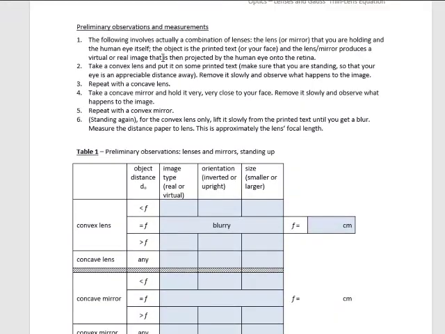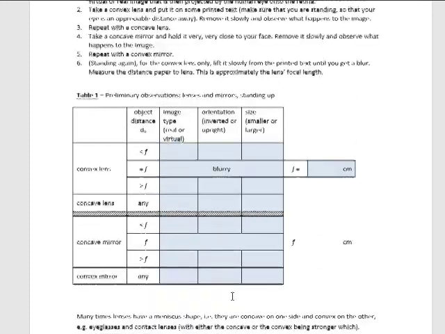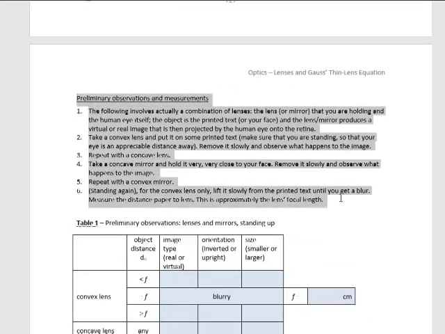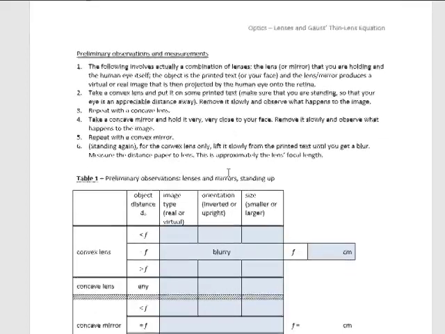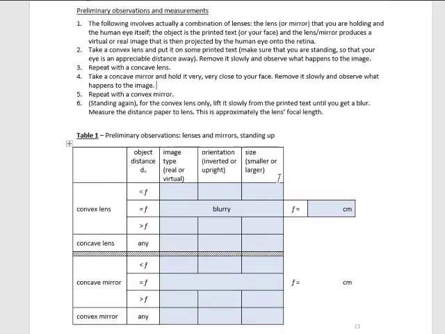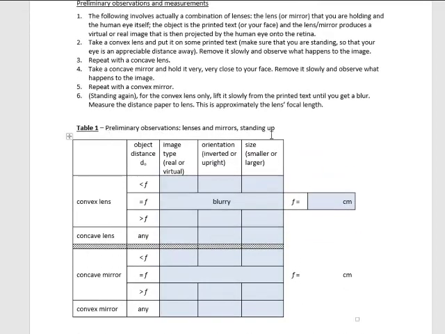All right, these preliminary observations and measurements, it should be page 728. These you would have to do with the equipment that I supply to you. Besides all these other instructions here, the most important one perhaps is the standing up.